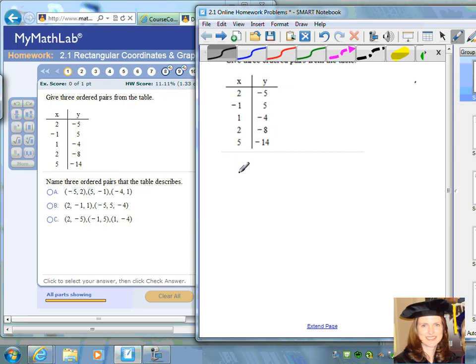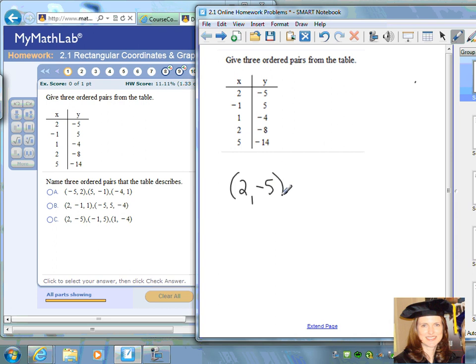So one point would be 2 comma negative 5. That's 1 point. Notice I took the x and the y from the first of each column. Another point is negative 1 comma 5. Another point is 1 comma negative 4, and so on. We're just asked to give 3, so we have a selection of 3 points here.